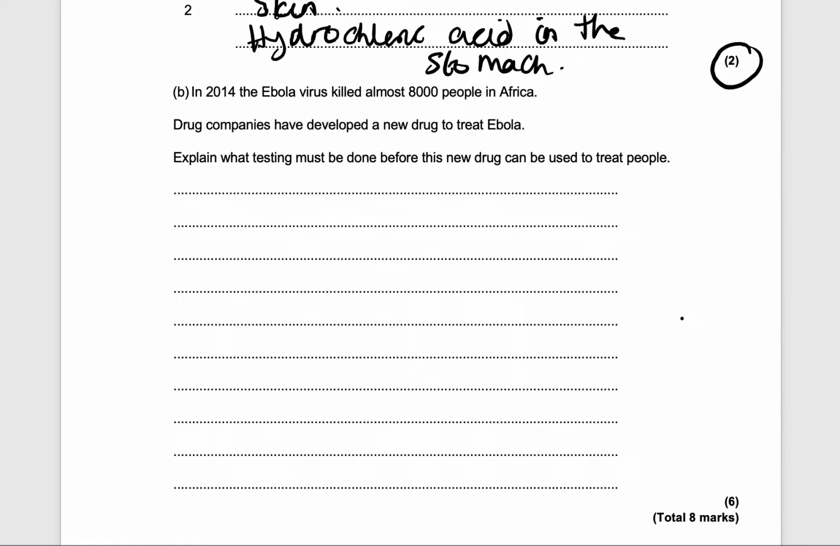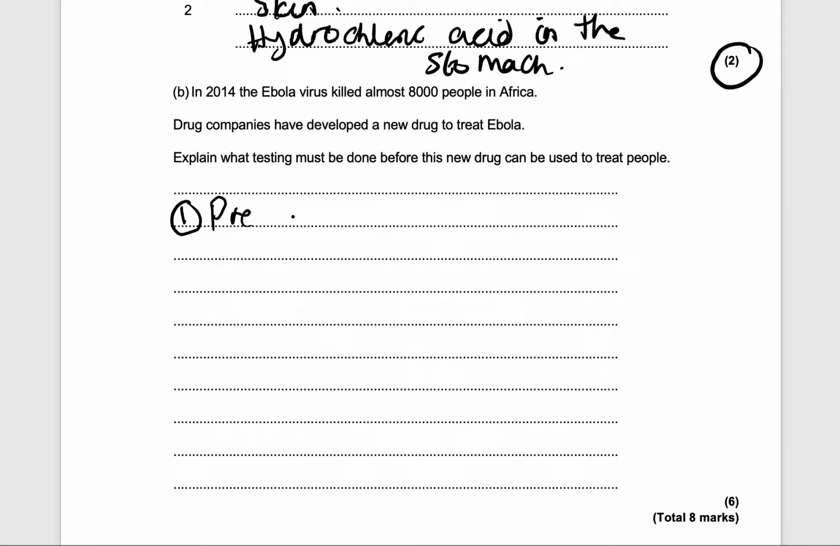Okay, in 2014 the Ebola virus killed almost 8,000 people in Africa. Drug companies have developed a new drug to treat Ebola. Explain what testing must be done before this new drug can be used to treat people. And this is a 6 mark question. So in order to answer this, you need to go in steps. So step 1, what's going to happen?